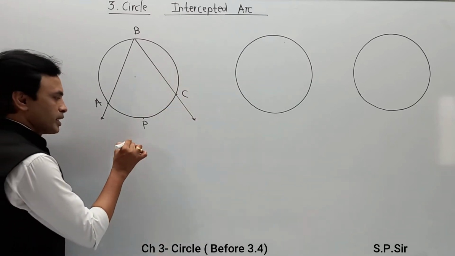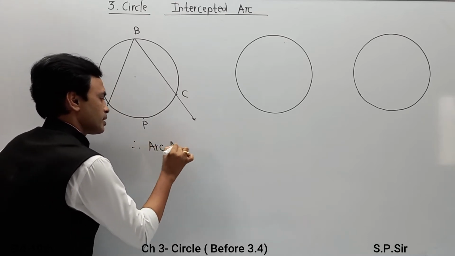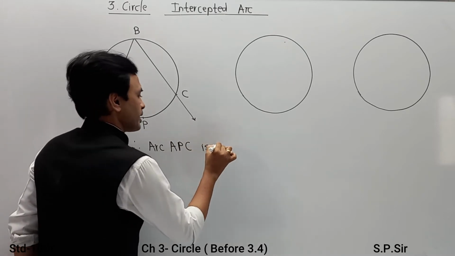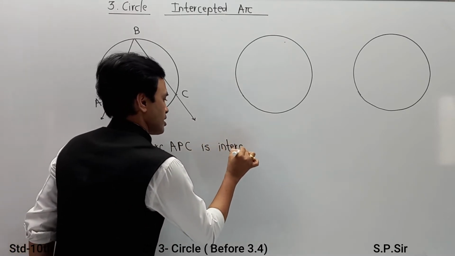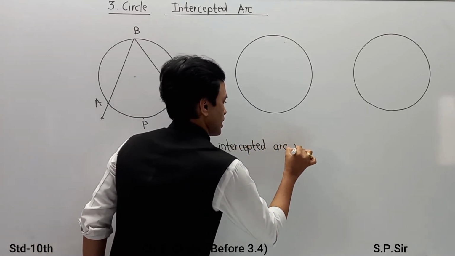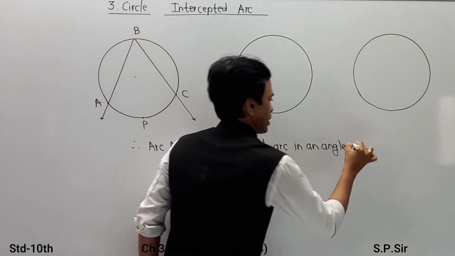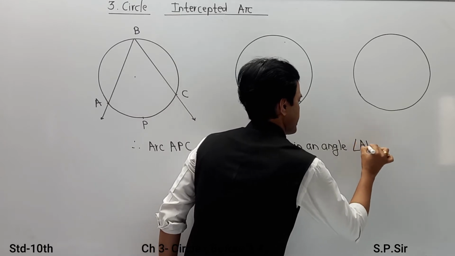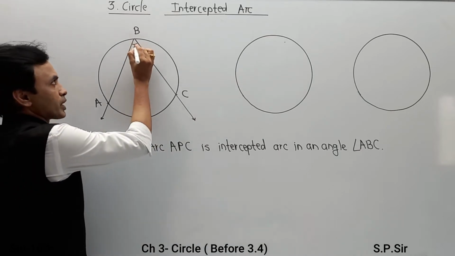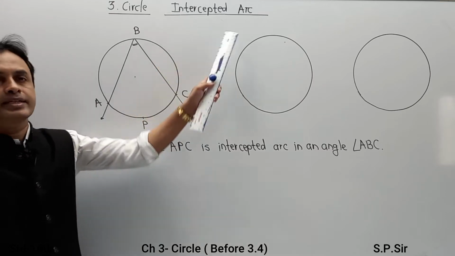Here you can see that in angle ABC, arc APC is the intercepted arc. Your angle B is over here, and due to this angle B, arc APC is an intercepted arc.